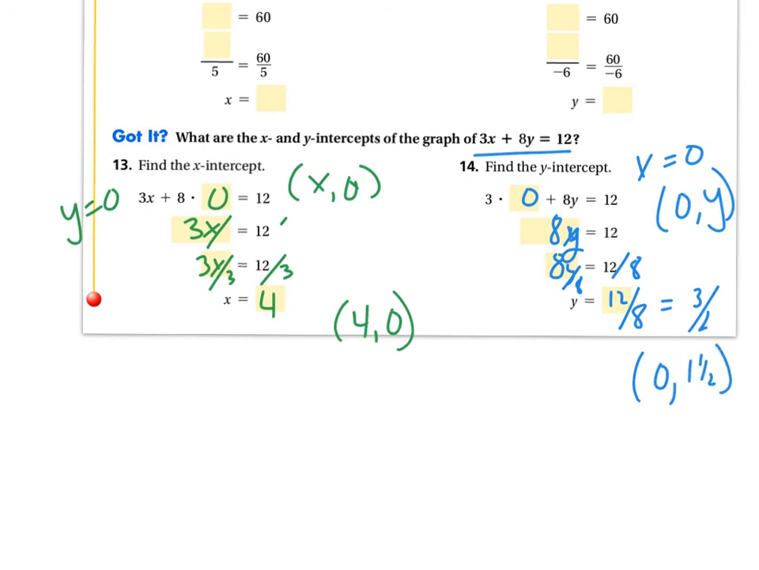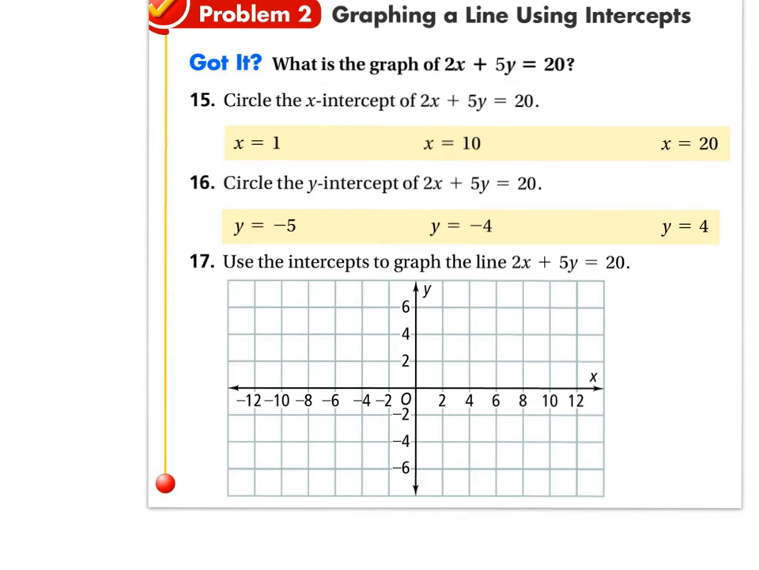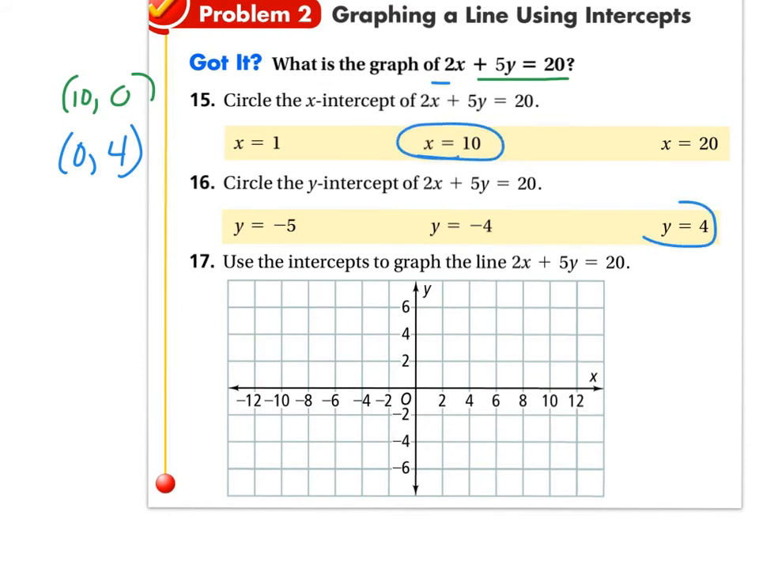How'd you do? I hope you will see that solving for the x and y intercept will make it easier to graph lines. Using 2x plus 5y equals 20, I'm going to put 0 in for y and solve for x. So that gives me my x of 10. So I have the point 10, 0. And then I'm going to put 0 in for x to find the y-intercept, and I realize that my y equals 4. So my x-intercept of 2x plus 5y is 10, and my y-intercept is 4.